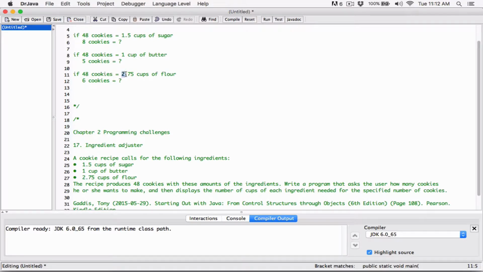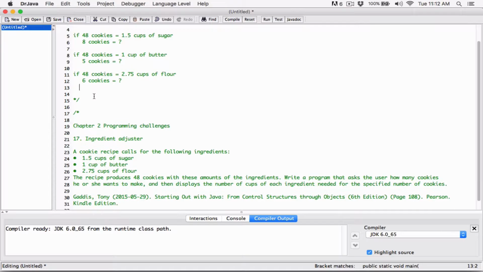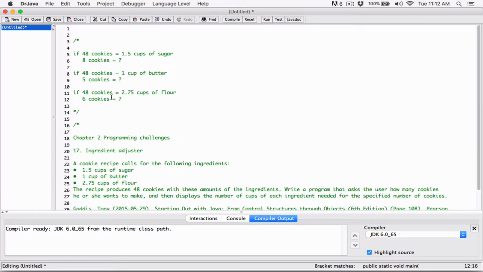So again, I'm sorry if I spent too much time explaining this, but I feel that it's helpful if you have an understanding of it before going into the program. So that's how we're going to calculate how many ingredients we're going to need for whatever the user enters. These are basically the formulas we're going to need.